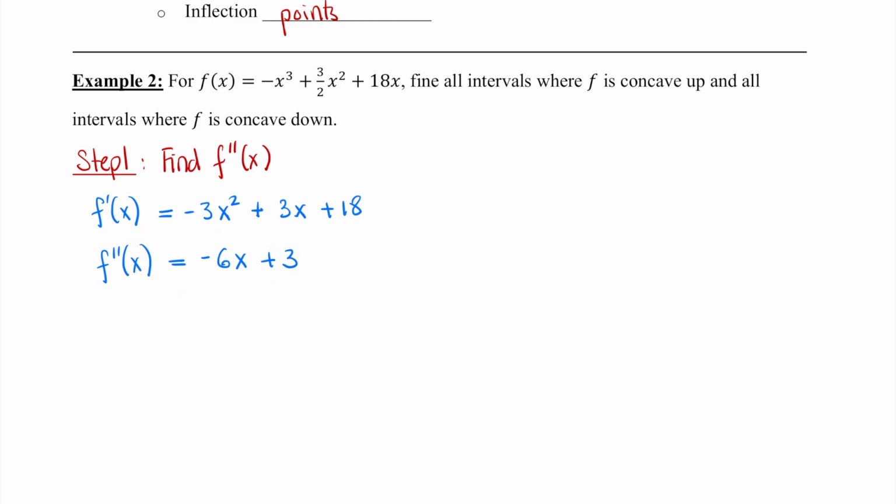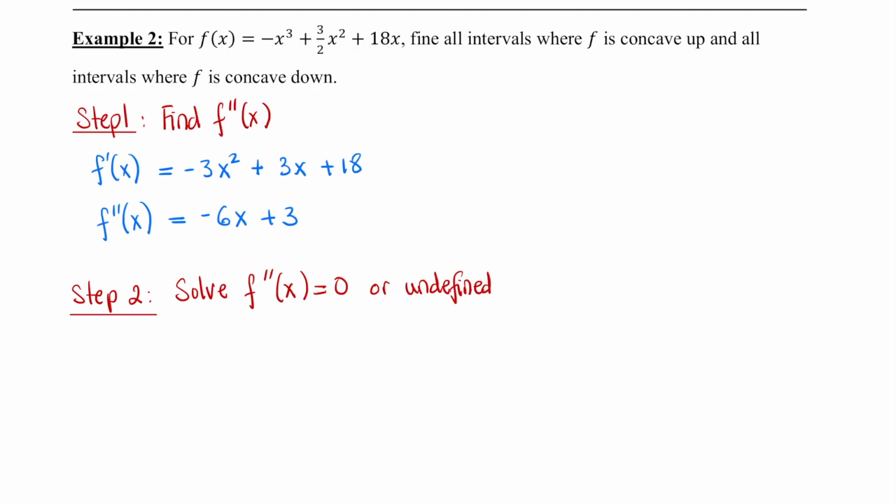Now, moving on to step 2. I want to find the values of x where the second derivative equals 0 or is undefined. So first, I set the second derivative equal to 0. So I have the equation negative 6x plus 3 equals 0, and I want to solve for x.